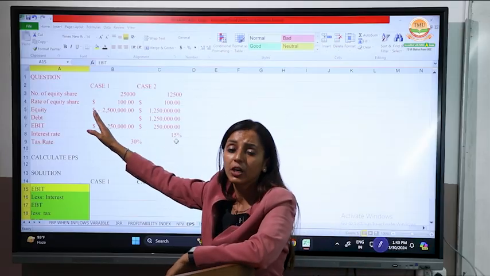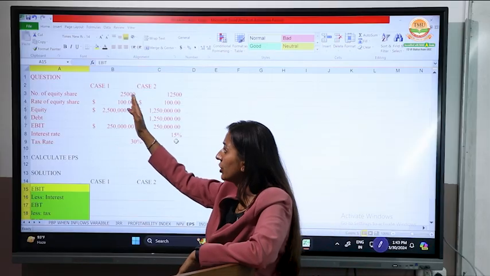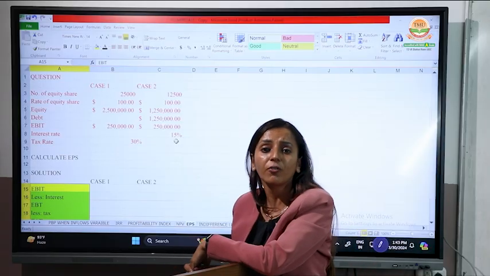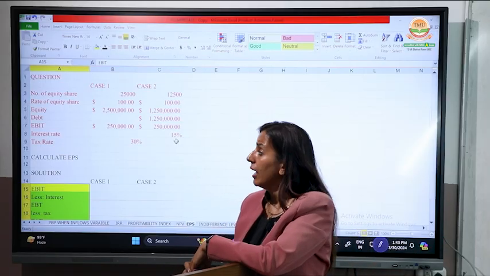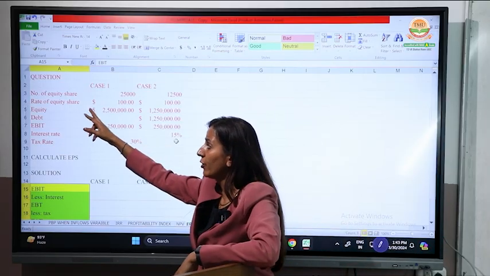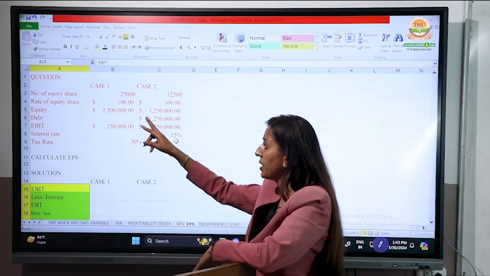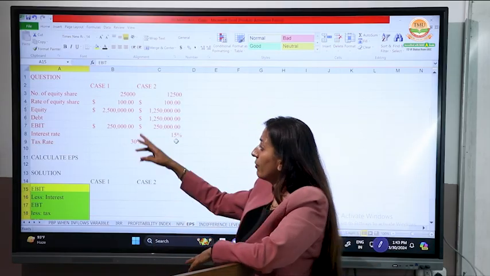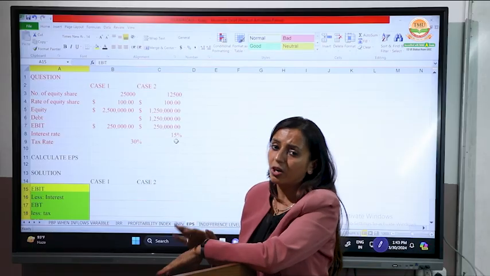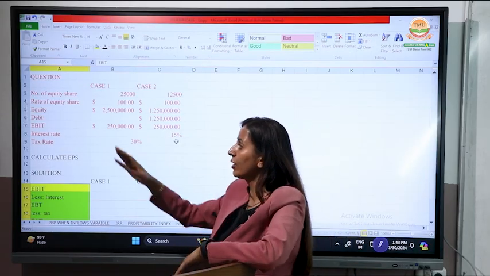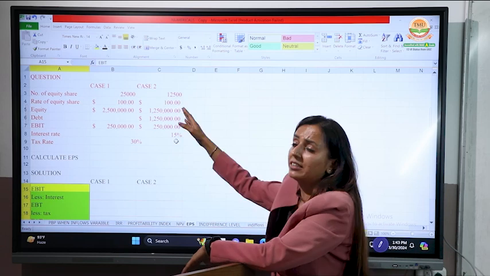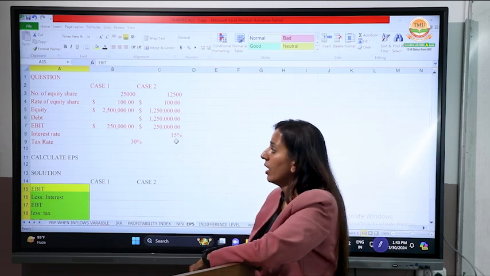In the first case, we have a number of equity shares of 25,000, and in the second, we have taken equity shares of 12,500. The second point is the rate of equity share. One share is 100 rupees, and the second is also 100, both in dollars. Now we have given equity, that is 25 lakh in the first, and 12 lakh 50,000 in the second.